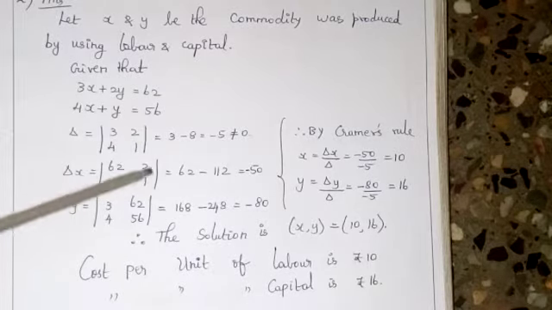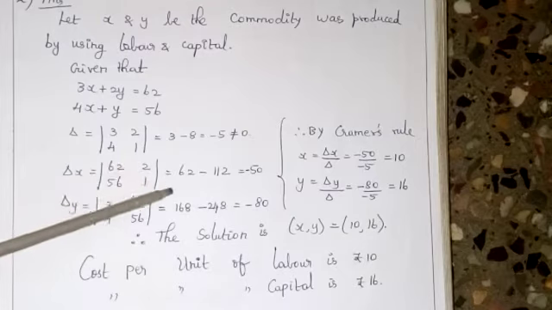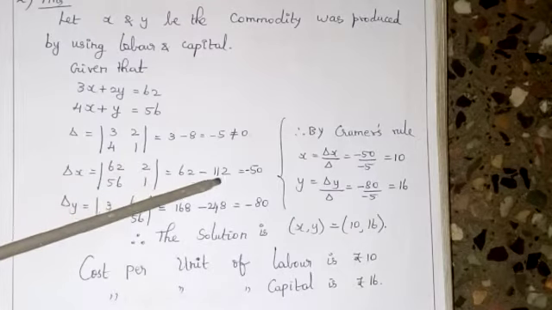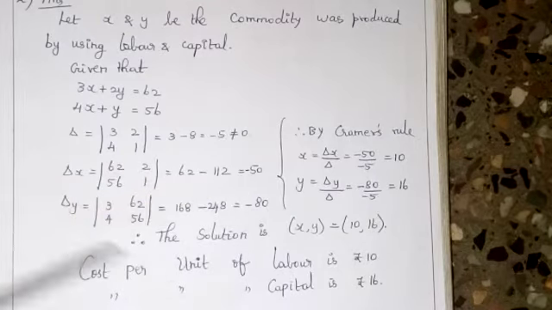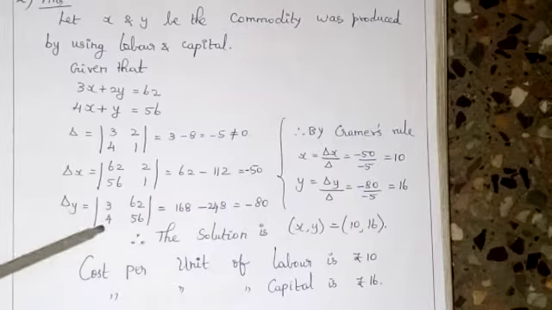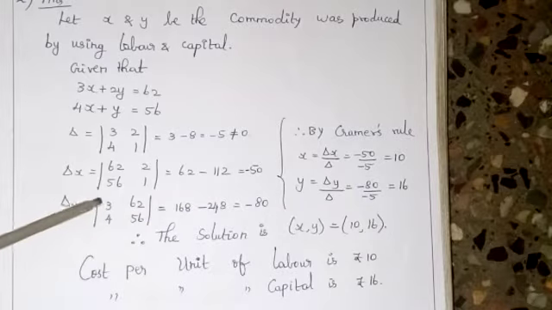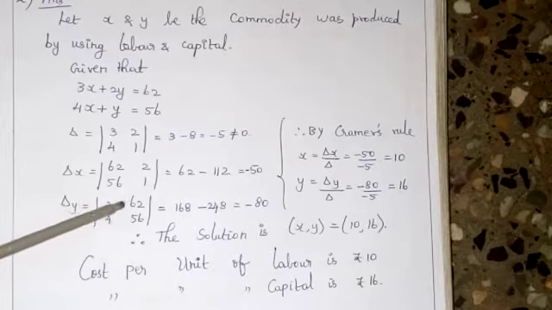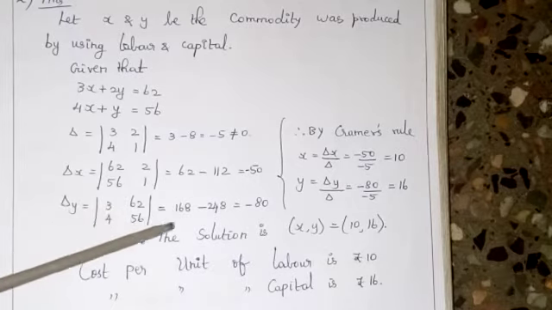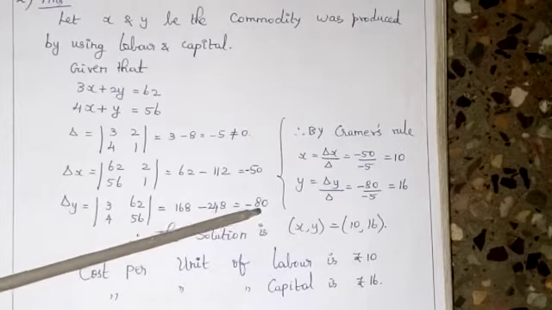So delta x is equal to the determinant of, replace the x coefficients and substitute the constants 62, 56 and the y coefficients 2, 1. That is equal to 62 minus 112, which is equal to minus 50. And delta y is equal to the determinant of the coefficients of x, 3 and 4, replacing the y coefficients with the constants 62 and 56. This becomes 168 minus 248, which is equal to minus 80.